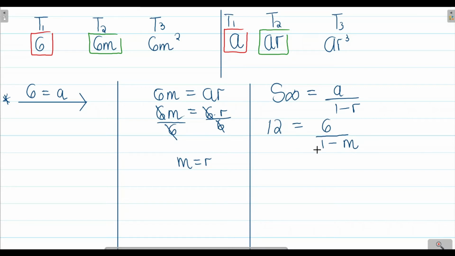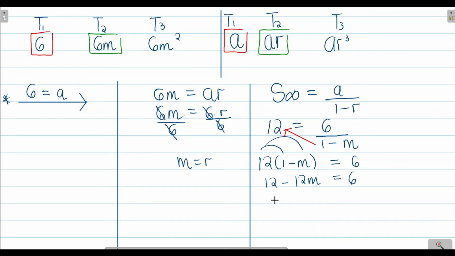So you can cross multiply. If you cross multiply, you'll say 12 multiplied by 1 minus M is equal to 6. Then it's going to be 12 times 1 is 12, minus 12 times minus M is minus 12M, which is equal to 6.